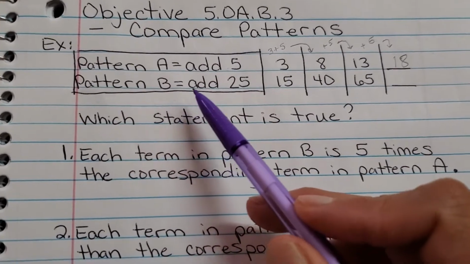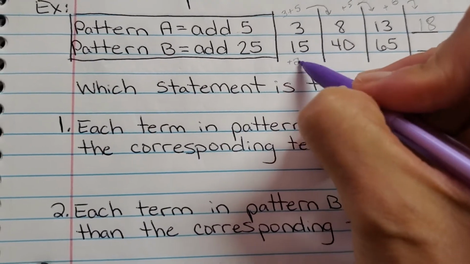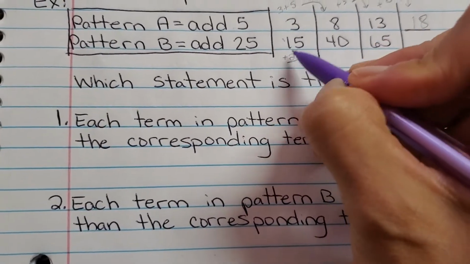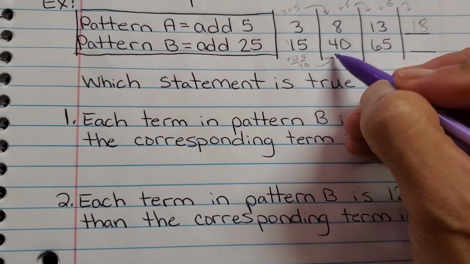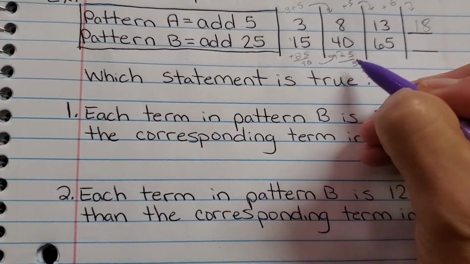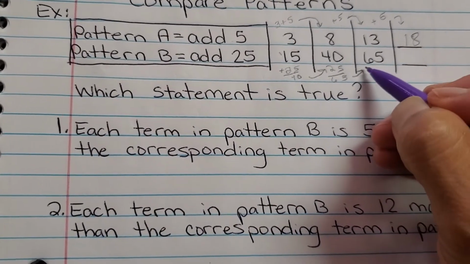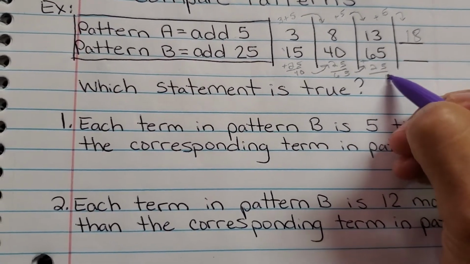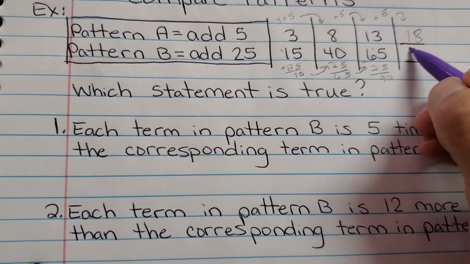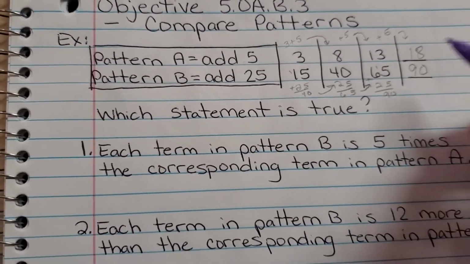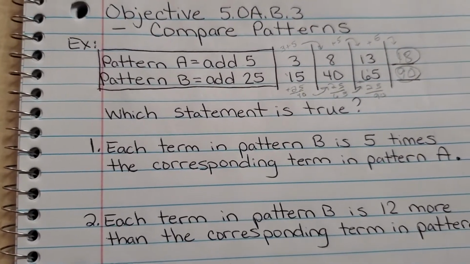Look at the bottom. The pattern says add 25. So here we go. 15 plus 25 is 40. 40 plus 25 is 65. 65 plus 25 is 90. So here are your answers for the patterns on the top, 18 and 90.